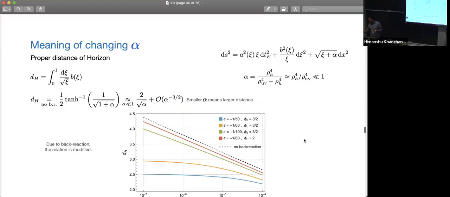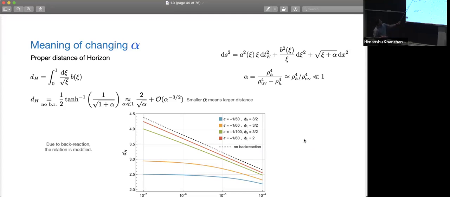Okay, so far so good. I'm going to skip this. Now already we can start understanding the result and see what the surprises are. The first thing is this parameter alpha, which I was talking about, which is about how far the horizon is from the UV. The meaning of that changes.